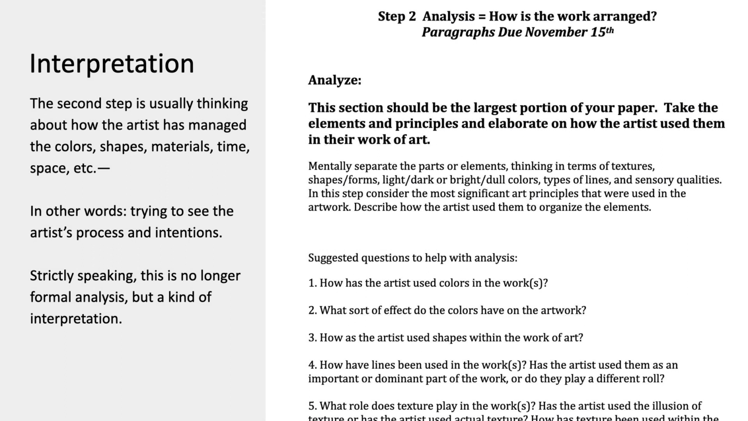After you've analyzed all of those basic elements, the second step in formal analysis is usually thinking about how the artist managed those colors, shapes, materials, and so on. In other words, trying to see the artist's process and intentions. Strictly speaking, that's not formal analysis anymore. That's a kind of interpretation.